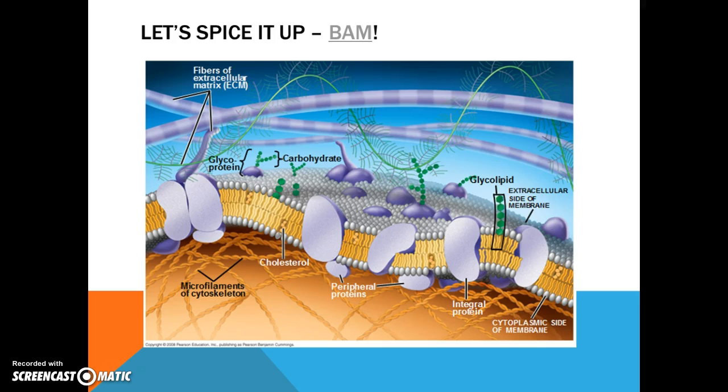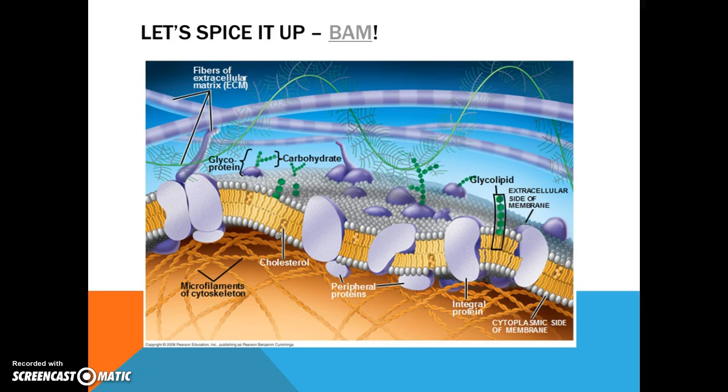Alright, so let's follow in stride with Emeril and spice the plasma membrane up. Again, it's called the fluid mosaic model. Fluid, because it's flexible and the components move within the membrane. The mosaic, because it is made of a ton of different things.